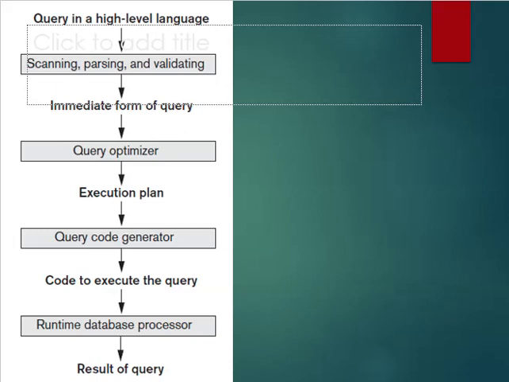In order to make that execution plan efficient, we do certain optimization. For that we have to pass the resultant process after scanning, parsing and validating to the query optimizer. The query optimizer will do some optimization process, which we will look into. After that we have to execute the procedure. The query code generator will generate the code on the basis of that efficient query plan, and then it will run on the database processor, and the result of the query is obtained after this operation.